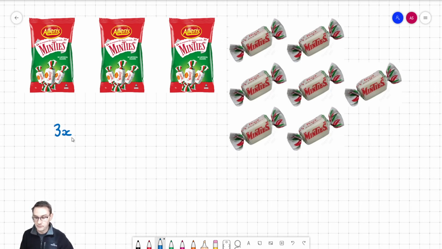Now we've got these other minties on the side here, which we can add to those in the packets. We can see here that there's 1, 2, 3, 4, 5, 6, 7 minties on the side, so that's going to be 7 we add to it. So to represent the number of minties that we have here, that's going to be 3X plus 7. So there are 3X plus 7 minties here.